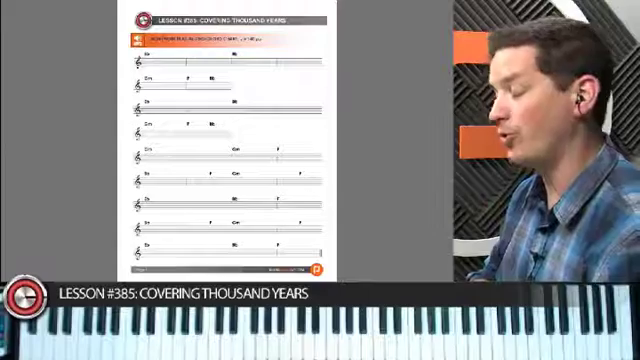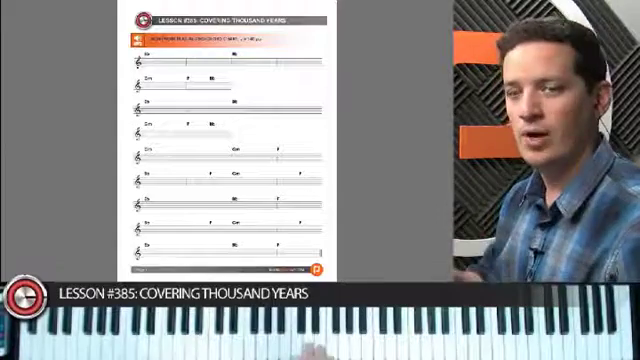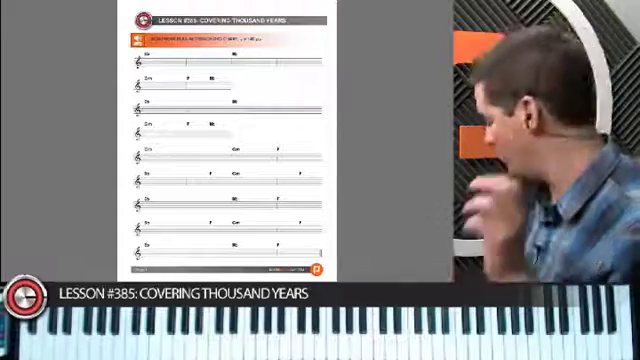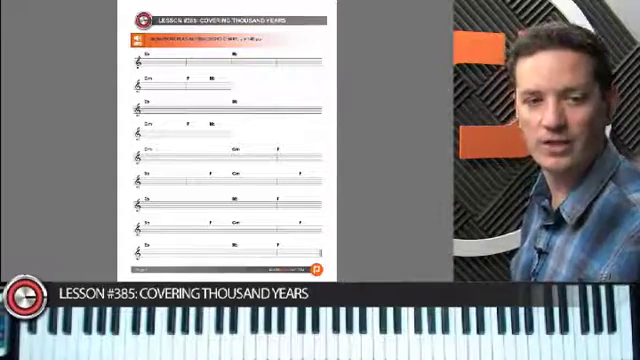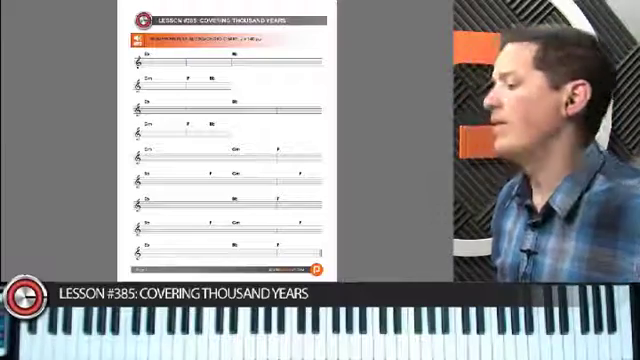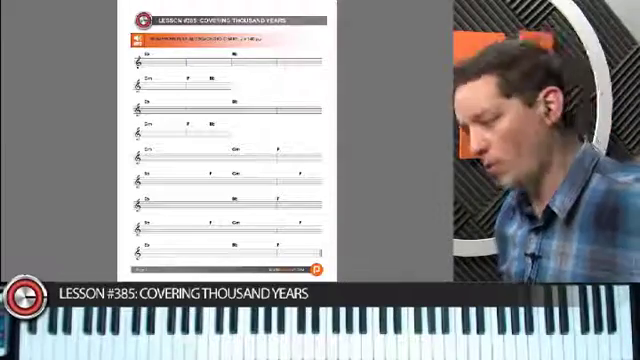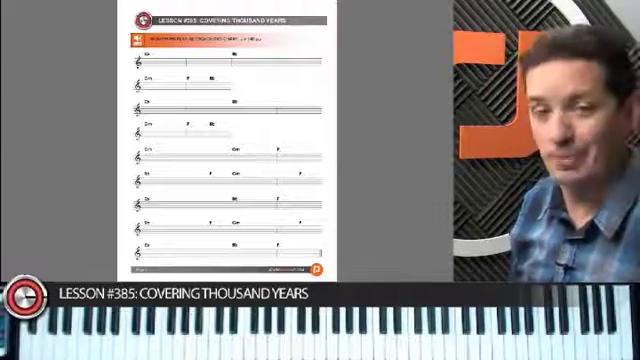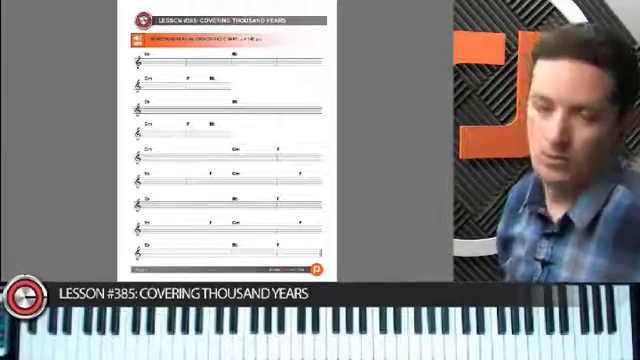So 1, 2, 3, and 4, 5, 6. Those are the two main pulses. So you can hear at the beginning, they're actually only playing piano on the 1 and the 4.